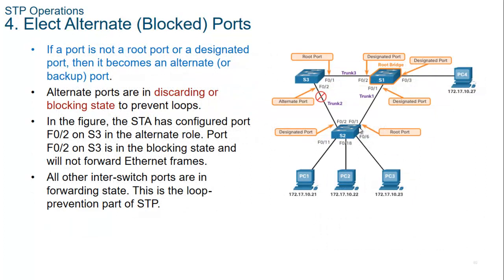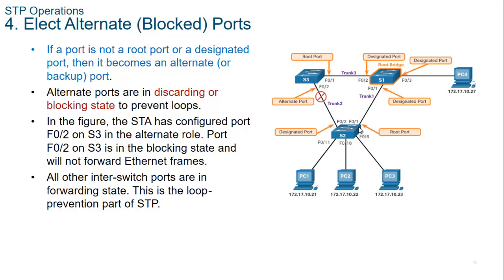Now we look at how the alternate ports or the blocked ports are elected. If a port is not a root port or a designated port, then it becomes an alternate or backup port. Alternate ports are in discarding or blocking state to prevent loops. What it means here is that it doesn't forward anything. It gets information and then it drops it. It knows about things, but it doesn't forward anything.